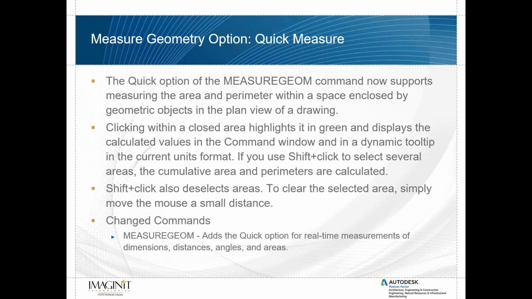You can use Shift plus click to select several areas, and then the cumulative areas and perimeters are calculated. You can also hold Shift and click again to deselect a selected area. To clear the selected area, simply move the mouse a small distance. Change commands, measure geometry, now has a quick option for real-time measurements of dimensions, distance, angles, and now areas.